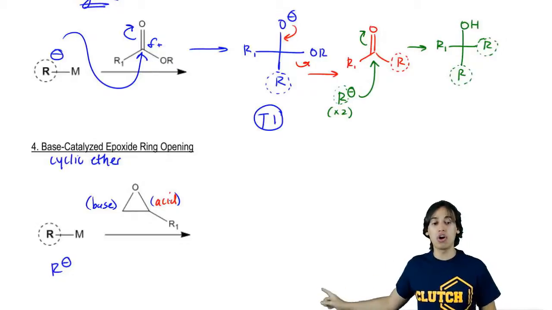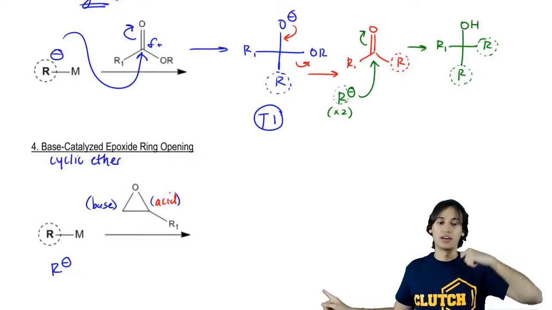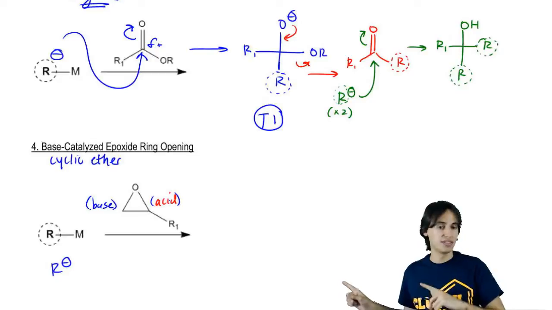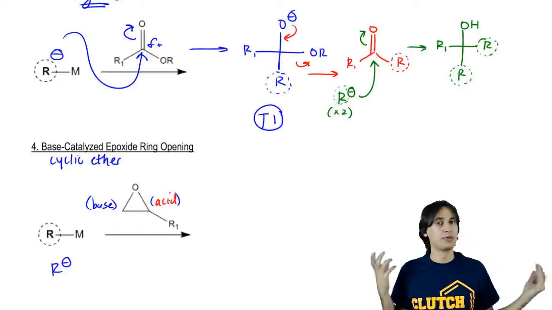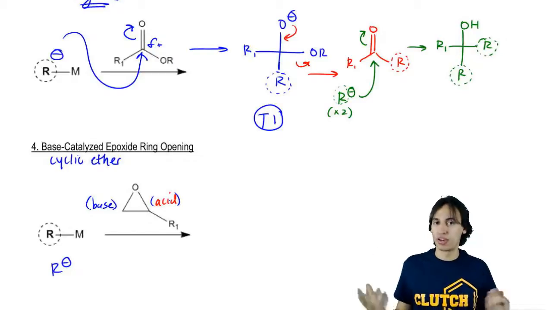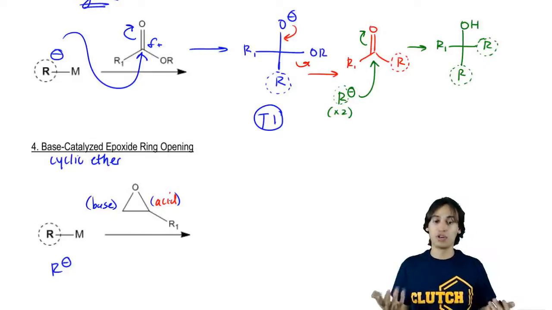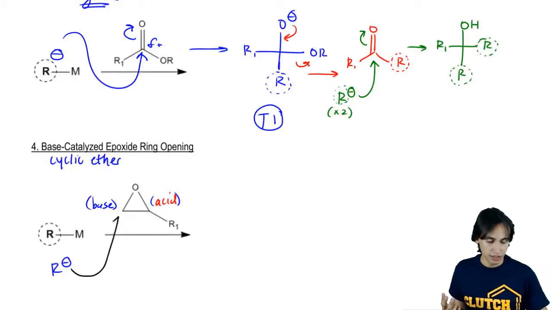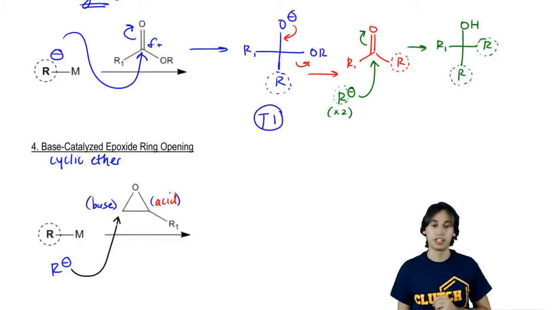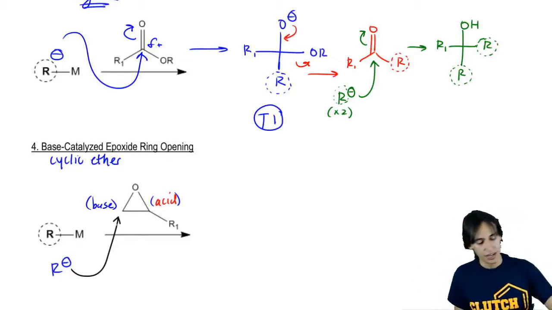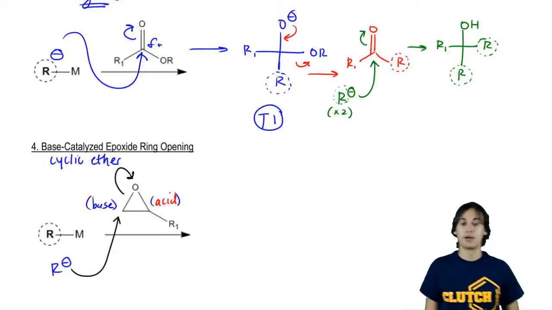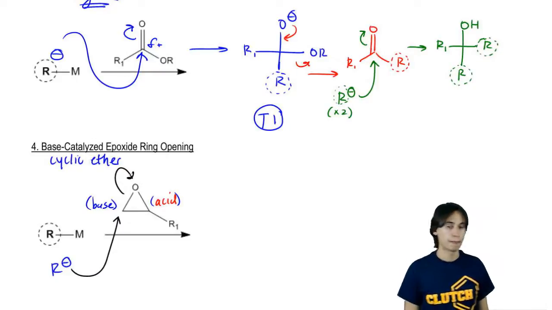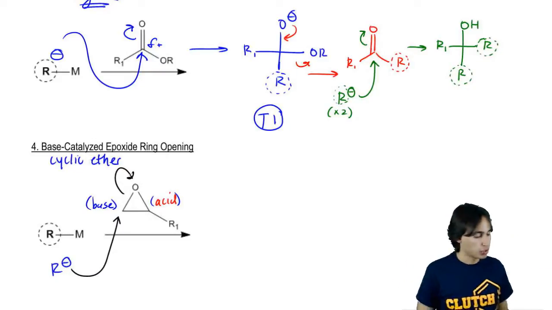So do you think R negative, do you think that's going to be more like an acid or more like a base? Come on, guys. I already told you that it's a strong nucleophile and a strong base. So we're going to go ahead and attack there, at the less substituted side, and that's going to break open my O, okay? So I'm going to break open my O. What do I get at the end?